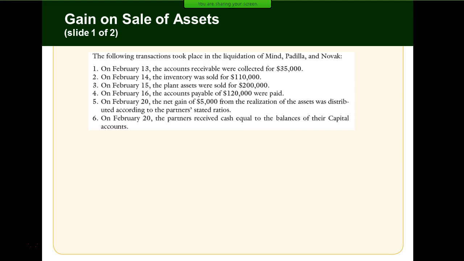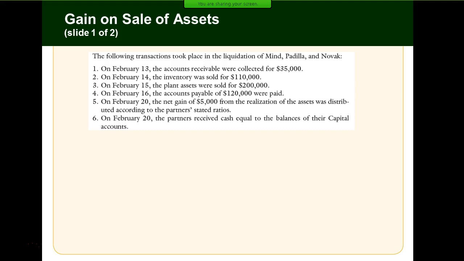On February 13th, the accounts receivable were collected for $35,000. On February 14th, the inventory was sold for $110,000. On February 15th, the plant assets were sold for $200,000. On February 16th, the accounts payable of $120,000 was paid. On February 20th, the net gain of $5,000 from the realization of the assets was distributed according to the partners' stated ratios. And then on February 20th, the partners received cash equal to the balances of their capital accounts.